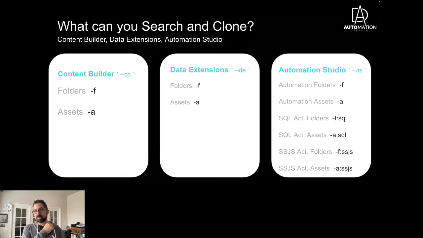So what is Builder search and where can you clone? Right now, here is the scope for Builder. It reaches into Content Builder, your data extensions, and Automation Studio. In all three cases, you can search and clone by folder and assets. For Automation Studio, you can get a little bit more granular, so you can search and clone for SQL queries as well as server-side JavaScript activities.